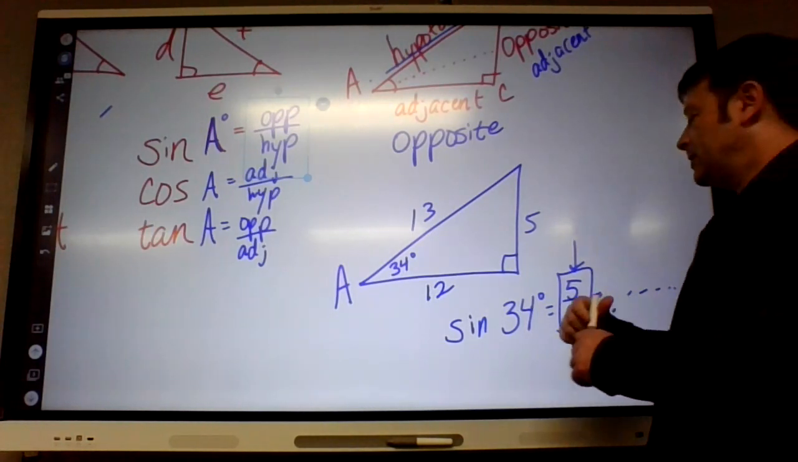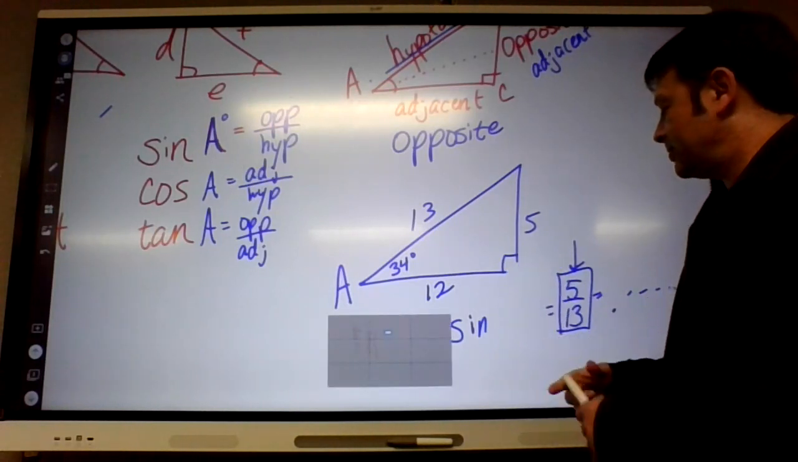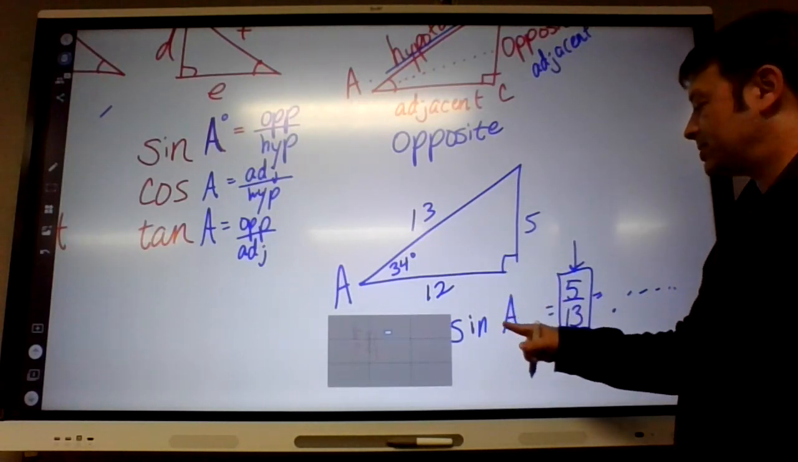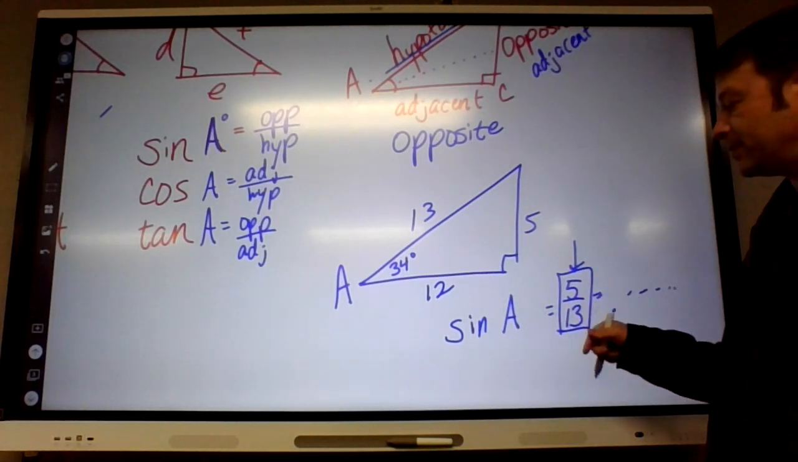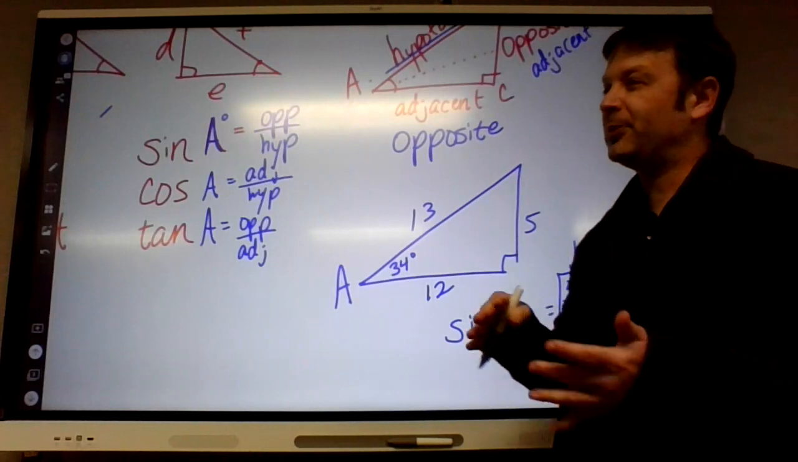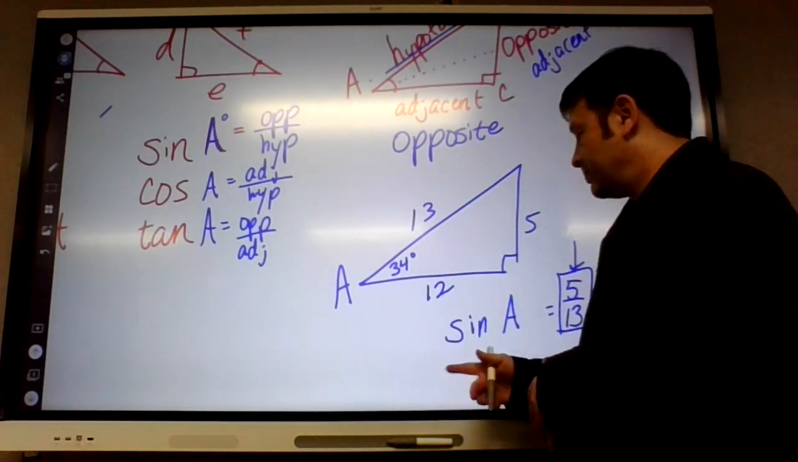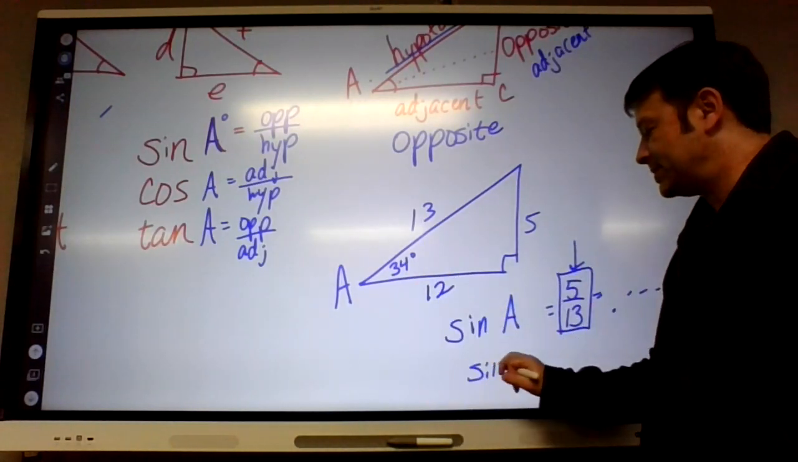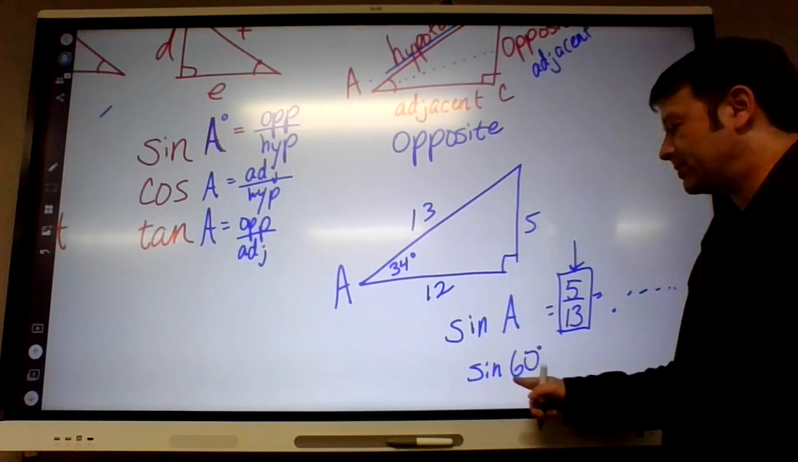So you have to put in the degree too? No. A lot of times we won't know what the angle is, so they'll just say sine of A, and we're going to put it like 5/13. Okay. So that's the answer. Sometimes we don't know the sides, but we'll know the angle. And if I know it's 60 degrees, then we'll just plug that in the calculator.